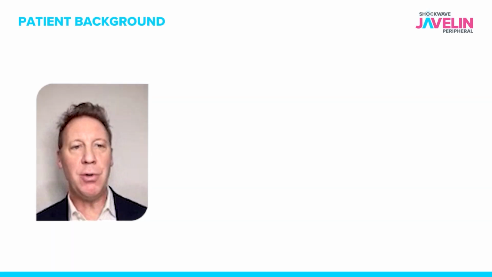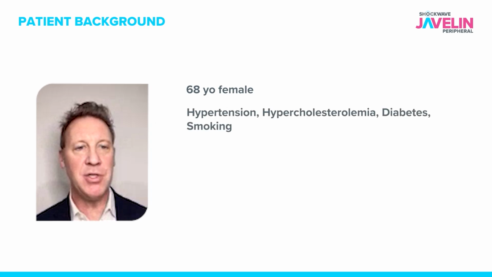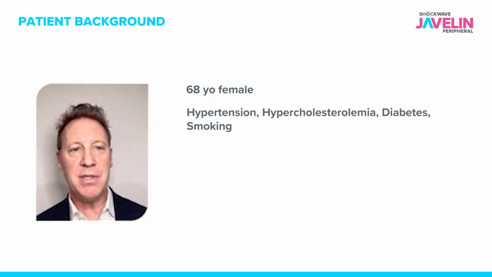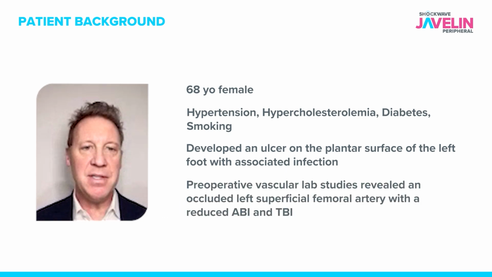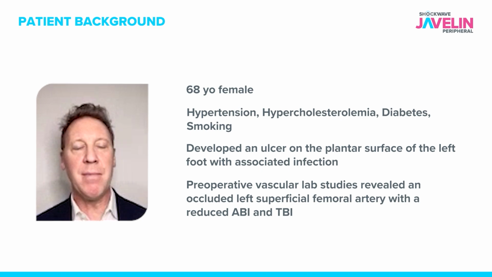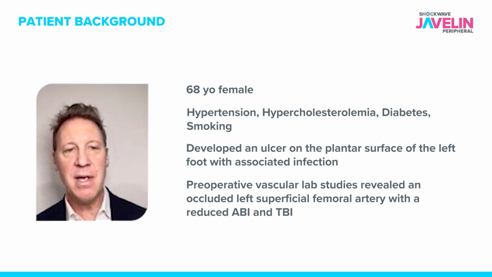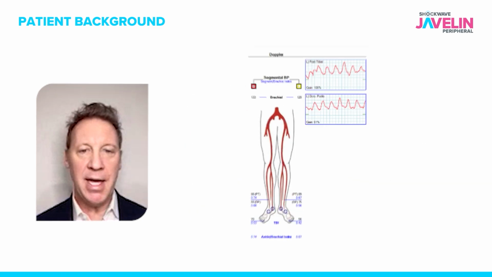The last case I'm going to show you is somewhat similar. It's a 68-year-old female with hypertension, high cholesterol, diabetes, and smoking who developed a plantar surface ulcer on the left foot with an associated infection. Her preoperative studies demonstrated significant SFA pop disease and a reduced ABI and toe pressure.